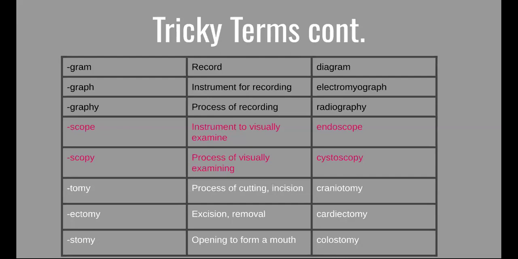Next, we'll be moving on to the next three, which are otomy, ectomy, and ostomy. Now these do end the same, so you can get a little tricked with these, but if you just take your time, learn words and break them down, you'll see it. Otomy is the process of cutting, an incision, and the example we have is craniotomy. Next, we have ectomy, which means excision or removal, and we have cranioectomy on this one. And last but not least, we have ostomy, which is an opening to form a mouth, and the example we have is colostomy.